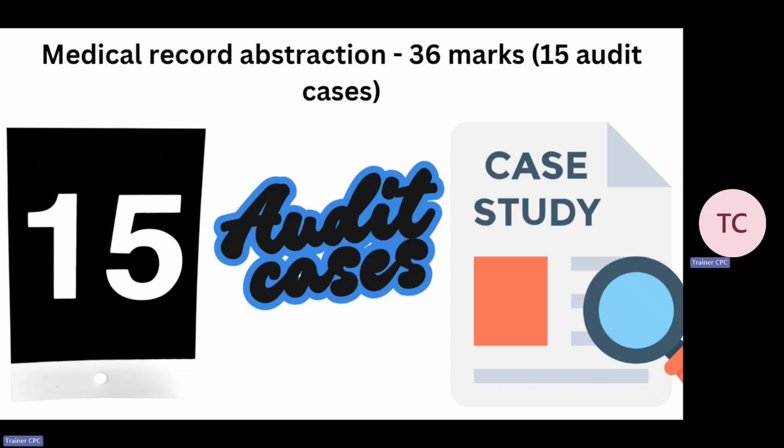And finally, coming to the medical record abstraction. From this alone, we have 36 marks. And for this, you will be getting 15 audit case studies. Audit case studies means a case sheet they will give. Under that, a fee ticket also they will give. Fee ticket means the codes which they have picked for this case study, that also they will give, and the bill amount also they will give.